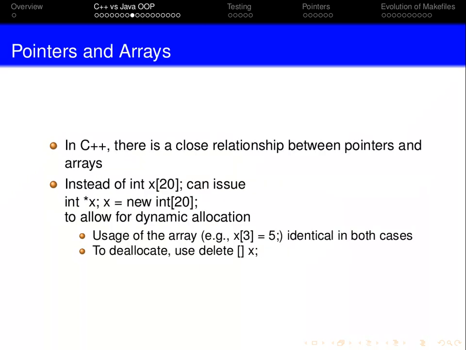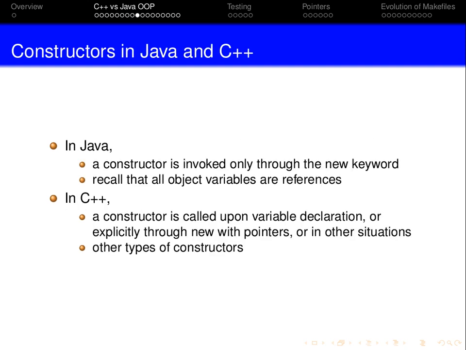All right. Pointers and arrays. There's a close relationship between pointers and arrays. Right, I just showed you this. A new way to allocate the array on the heap is like this, for dynamic allocation. And then you delete it with the brackets. I think we've actually gone through this, so we're good.